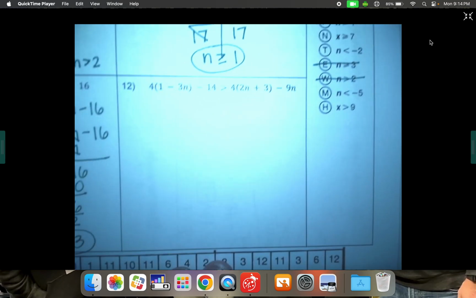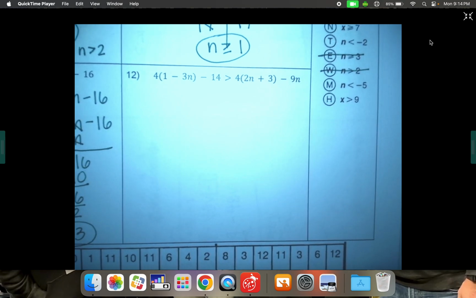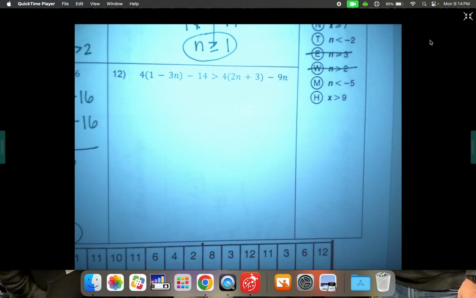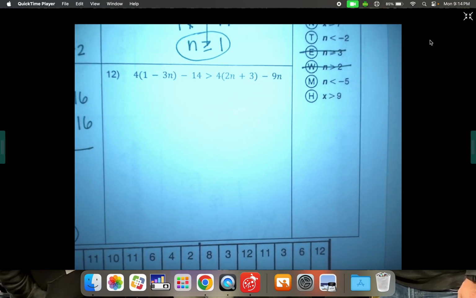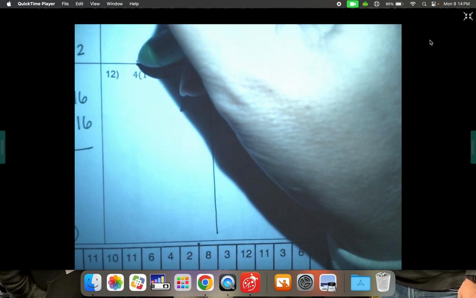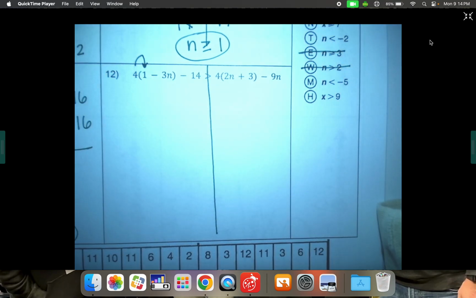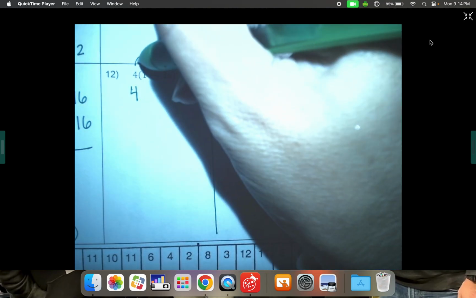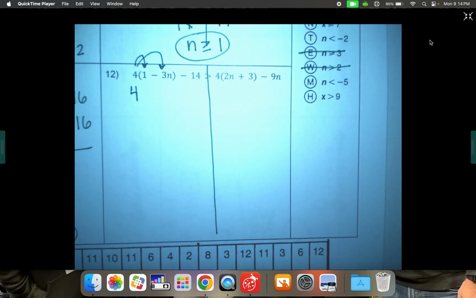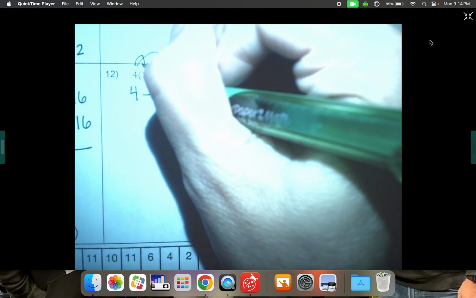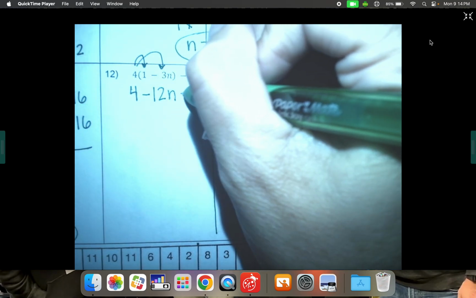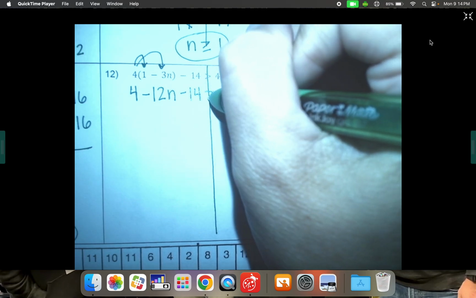All right, last one. Again, pause the video if you can, if you want to try it. This one's a big problem. All right, here we go. We're going to distribute first on the left. 4 times 1 is 4. 4 times negative 3n is negative 12n. And then I'm just going to bring down minus 14 for now.